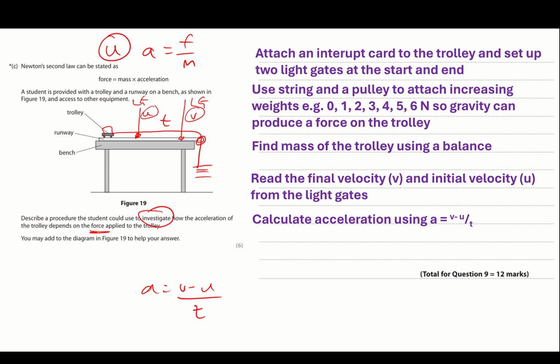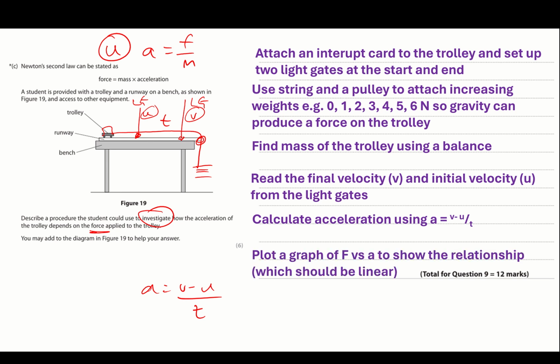Also find out the time it took to get those two. Calculate acceleration using a equals v minus u over t. And then the last part is plot a graph of force versus acceleration. And this should give you a linear relationship upwards. And I'm just going to add in here and the time. And there we go. Common question, and I know you're pretty good at it.